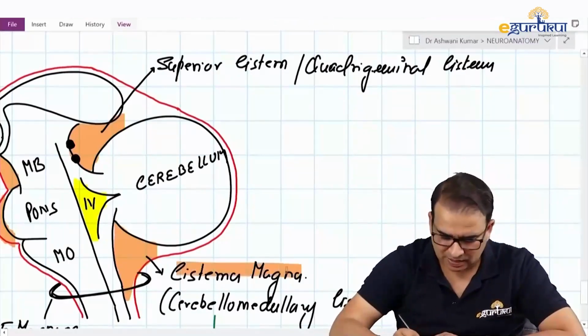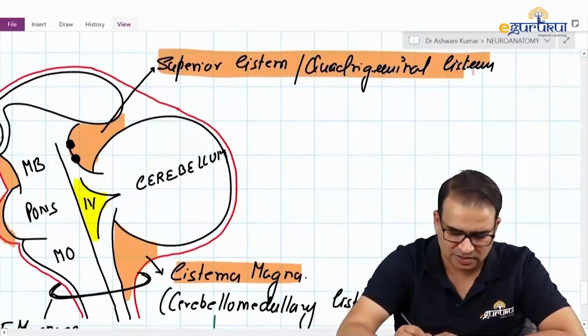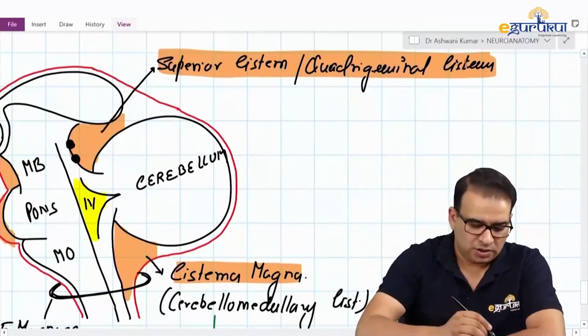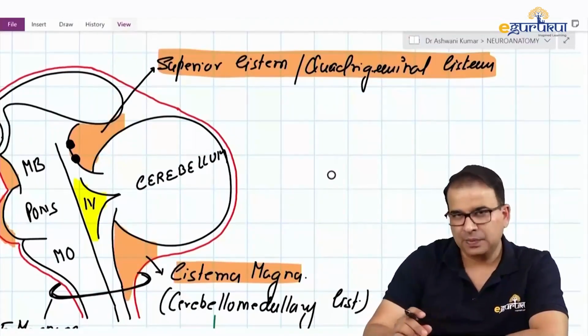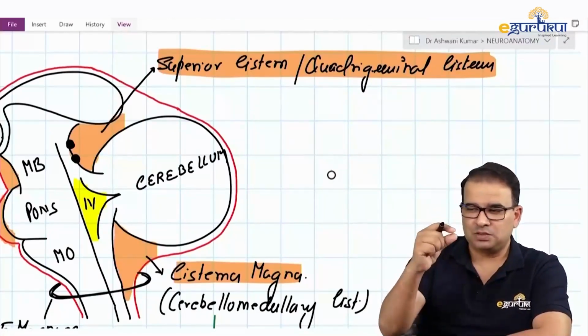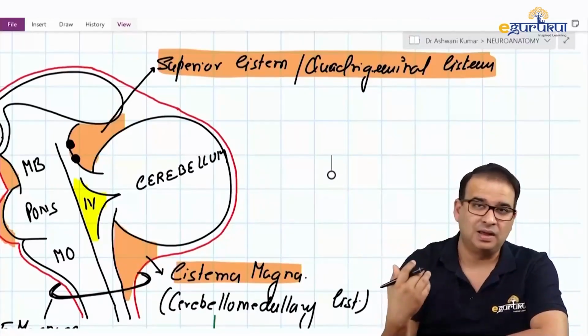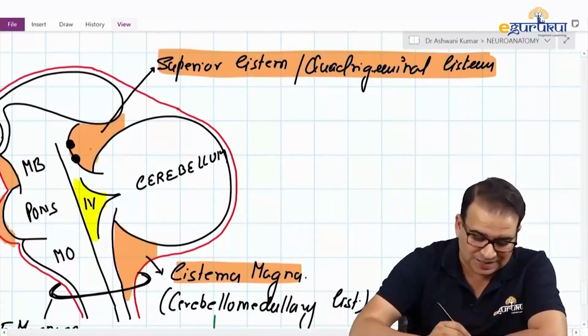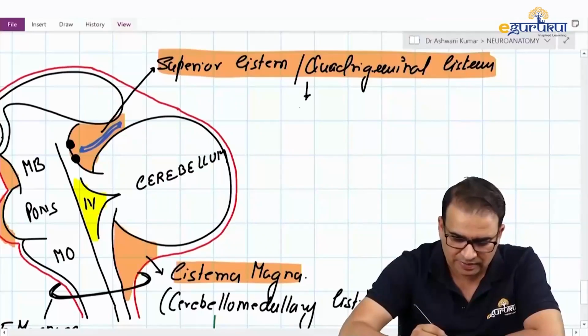So first was the magna, the cerebellomedullary cistern, and now we are looking at the superior cistern, also called the quadrigeminal cistern, which is actually in continuation to the ambient cistern. And what is there in the cistern? Again, this is something we discussed in the cranial dura mater part. When we talked about the straight sinus, guys, we said the straight sinus is a continuation of a vein coming from the brain, and that vein was the great cerebral vein or vein of Galen. So that vein will be seen in there.